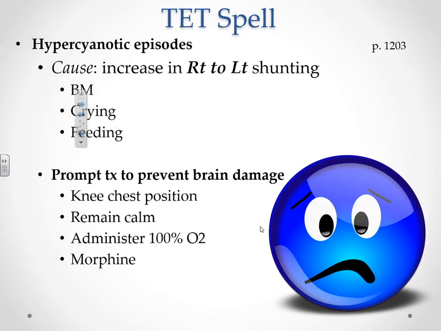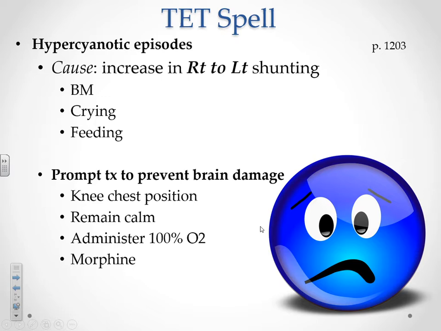Okay, so it's called a TET spell because of tetralogy of Fallot. But it is a hypercyanotic spell due to the increase in the right to left shunting. You can have a hypercyanotic spell with any right to left shunt, but it is specific to tetralogy of Fallot because with tetralogy of Fallot you have a right to left shunt naturally.